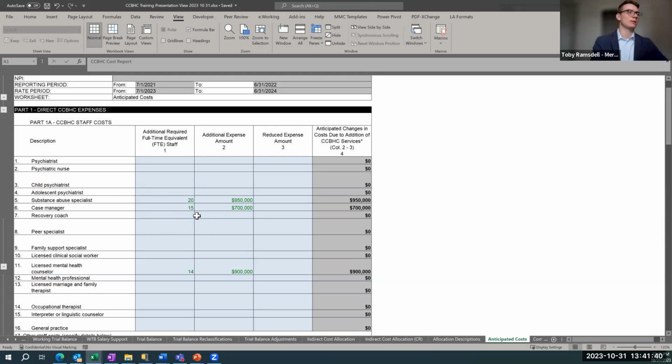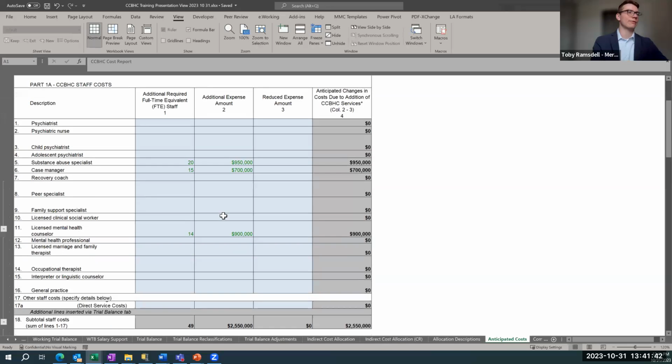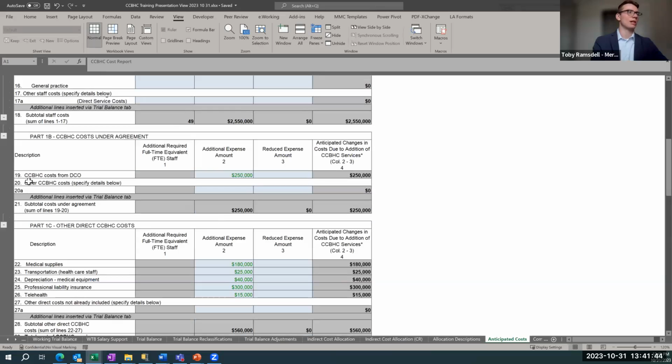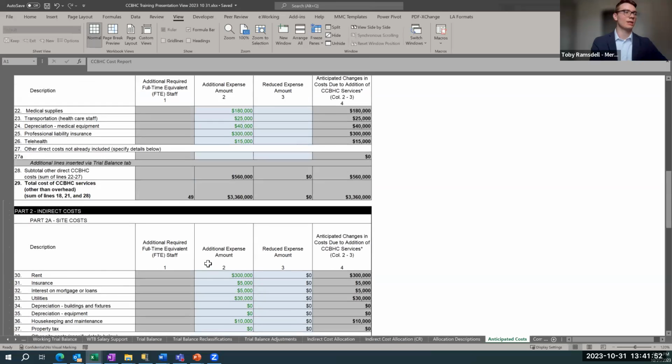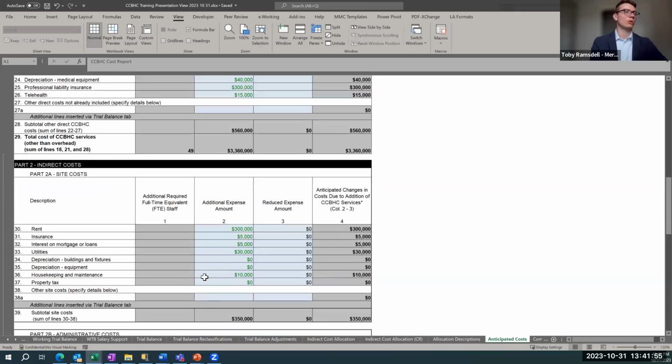But you can see there's some addition of staff in this example, as well as additional DCO costs, additional supplies, because the staff will need supplies to support the performance of services. And then additional indirect costs as well, because there will be additional, maybe, rent. Maybe I'll need to rent a new site because I'm planning to expand my staffing and the services.